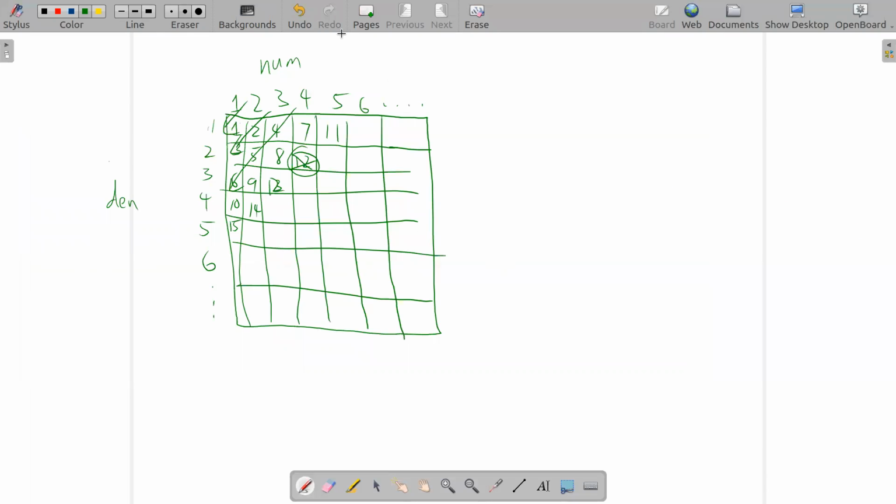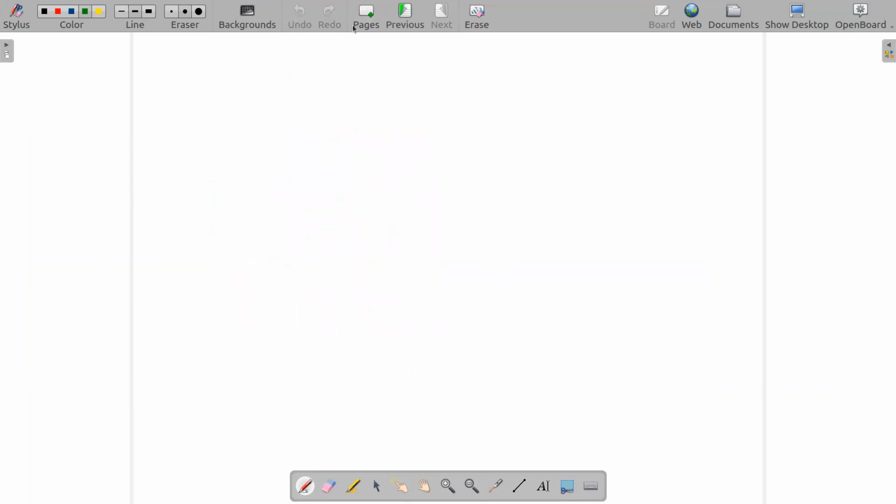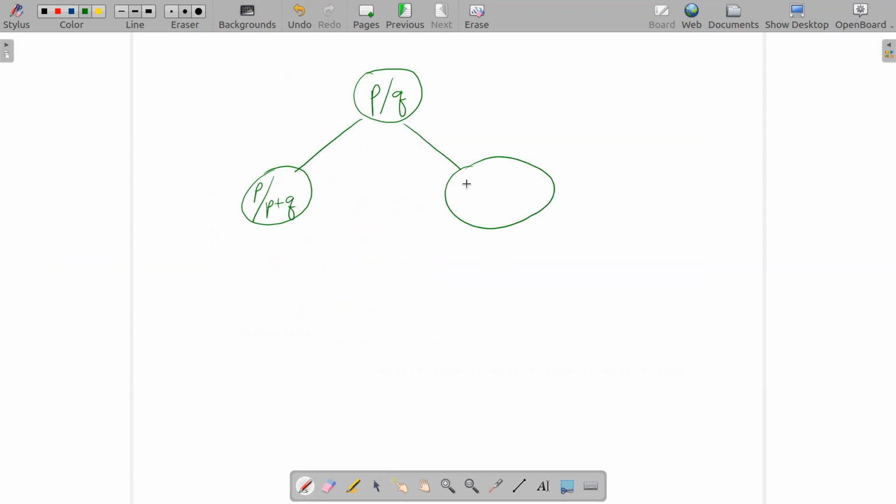Okay, let's look at this. So I have some node here, which is p over q. And on the left, it's going to be p plus q. And on the right, it's going to be p plus q over q. And then it goes on forever, infinite.